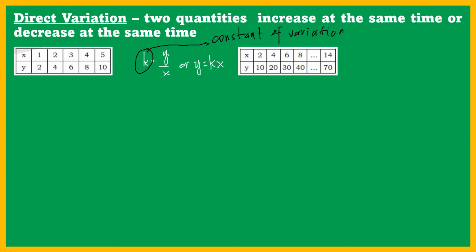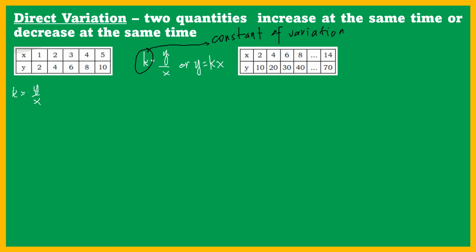Number 1, so we have x which has the values 1, 2, 3, 4, 5 and y is 2, 4, 6, 8, 10. As you can see, as x increases, yung y natin nag-i-increase din. So, this one is an example of direct variation. Now, in order for us to determine the equation of variation of this given, we need to determine first the constant of variation. And the constant of variation can be denoted by k is equal to y over x.